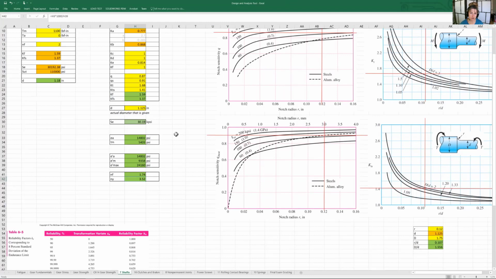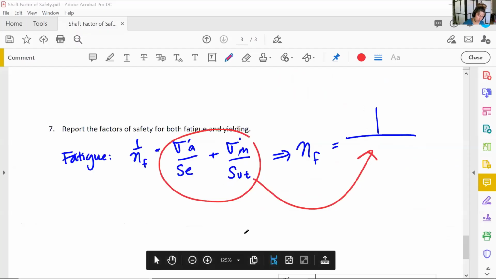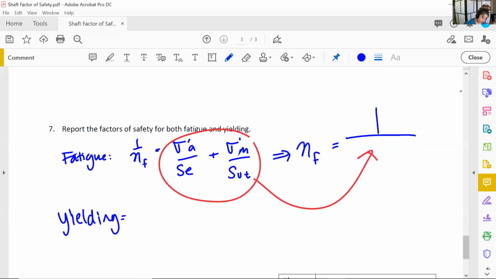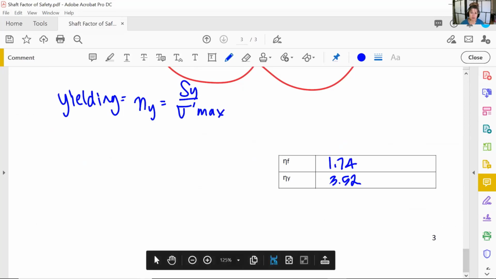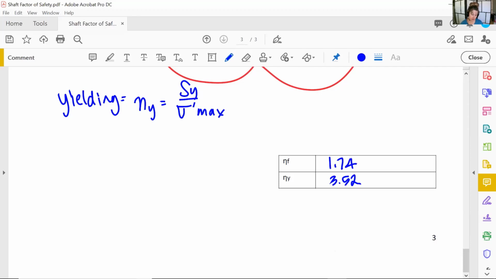And then our yielding factor of safety is just the yield strength divided by the sigma prime max. So I'll write that for you. So yielding, NY equals yield strength over sigma prime max. Okay, and then reporting values, we got 1.74 and 3.52. So first cycle yielding is not an issue, and it looks like fatigue isn't an issue. So this component would have infinite life, at least as diagnosed from this one point on the shaft.